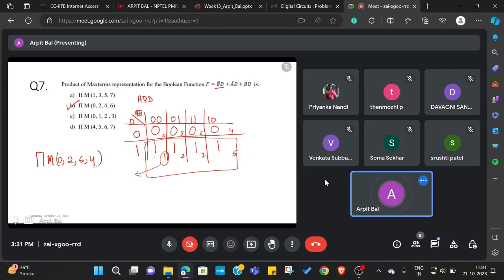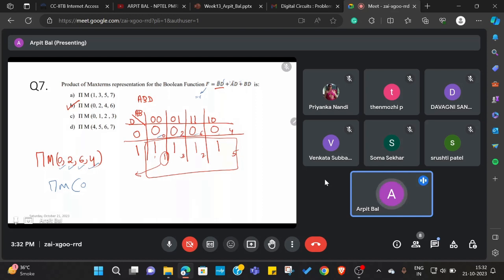So what I do is, first I make a Karnaugh map, using A, B, D as the variables, and I mark out the regions for which f is equal to 1. After marking those out, the other regions are going to be 0. So you just take the product of the other regions which are 0. Here it is 0, 2, 6, 4. That is going to be your answer.